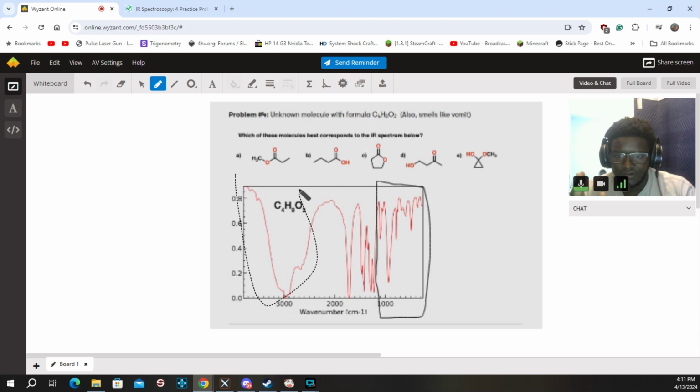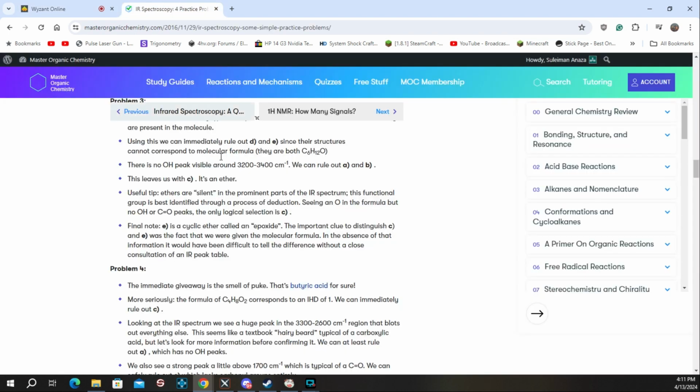So look for alcohols, carboxylic acids. Carboxylic acids are wider than alcohols. Then look for esters, aldehydes, ketones. You might find alkyl halides, nitriles, stuff like that. But look for stuff that's easy to identify.